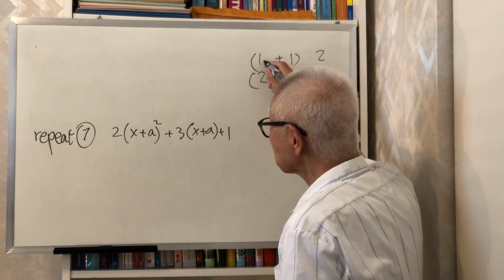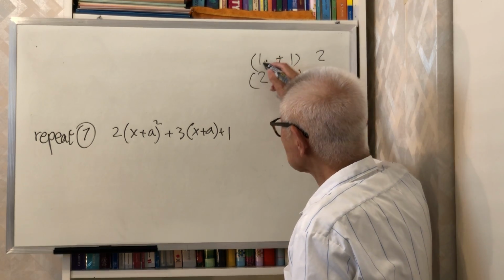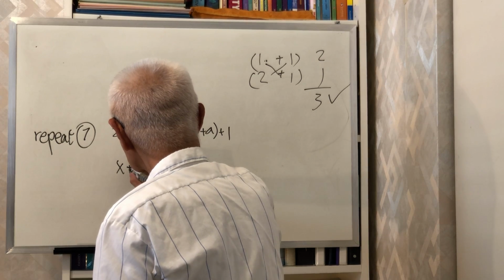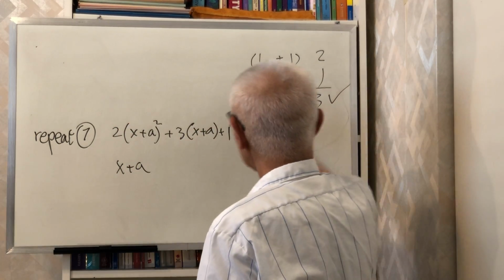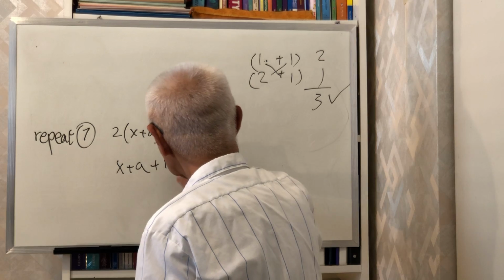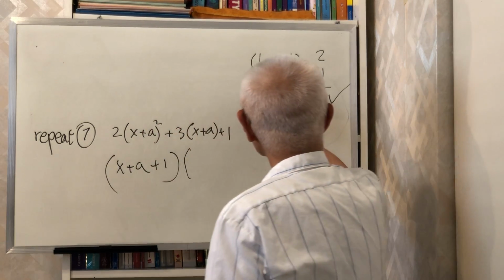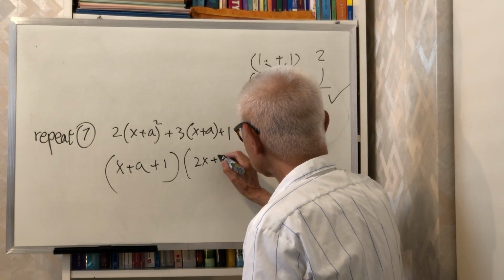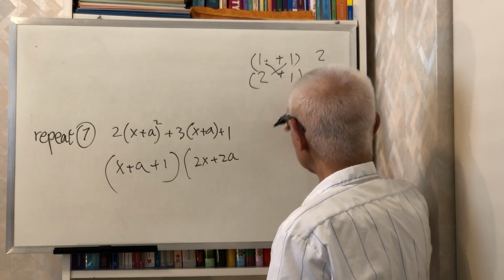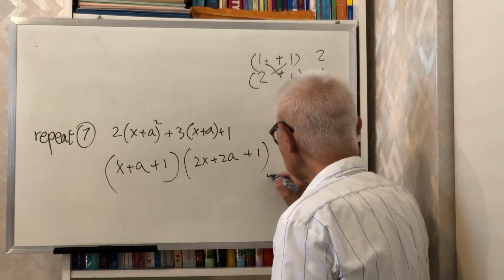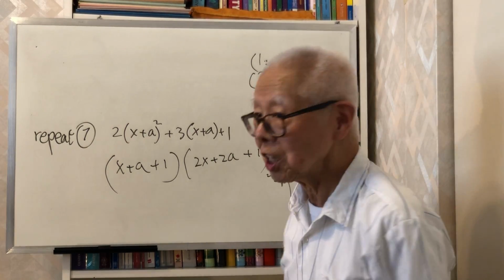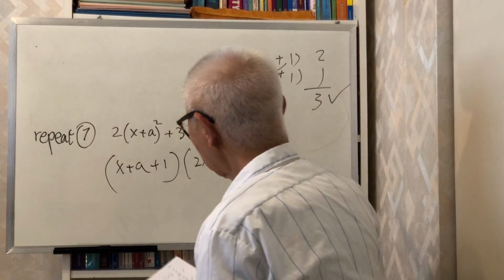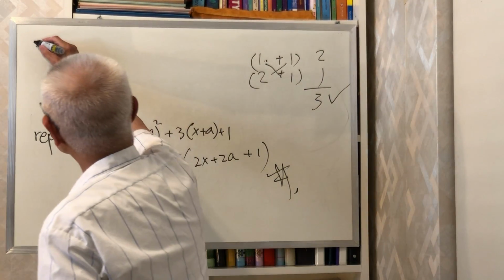But this place is not x. What is this? It's x plus a. So it's x plus a plus 1. And then here is 2 times x plus a. So it's 2x plus 2a. This 1 here, plus 1. So that's it. You see? It's so quick, right? Okay, next example.